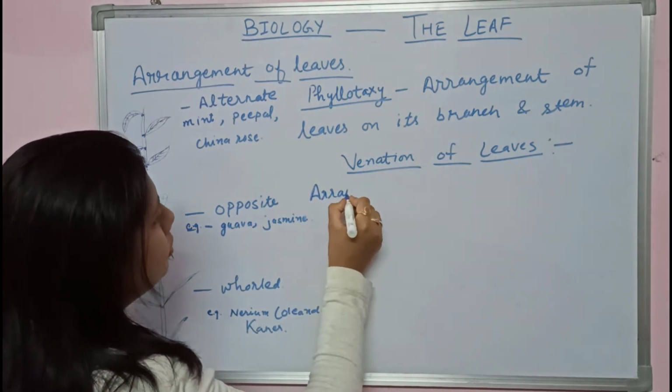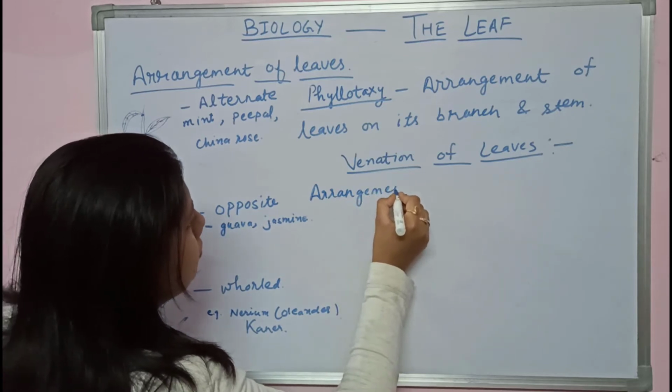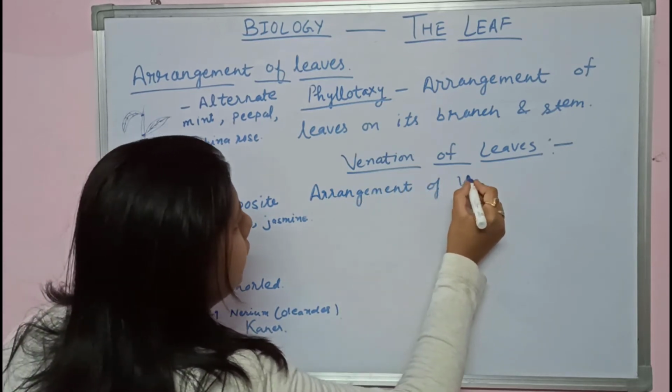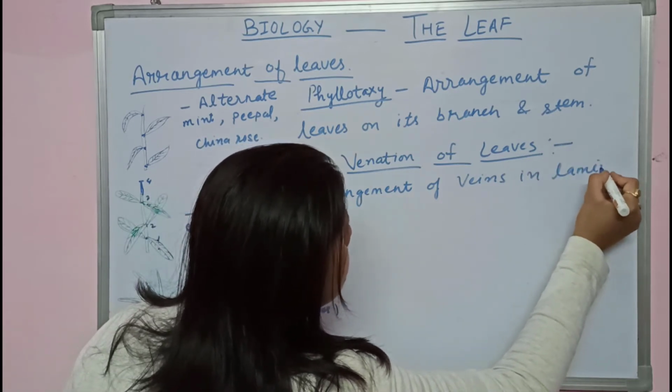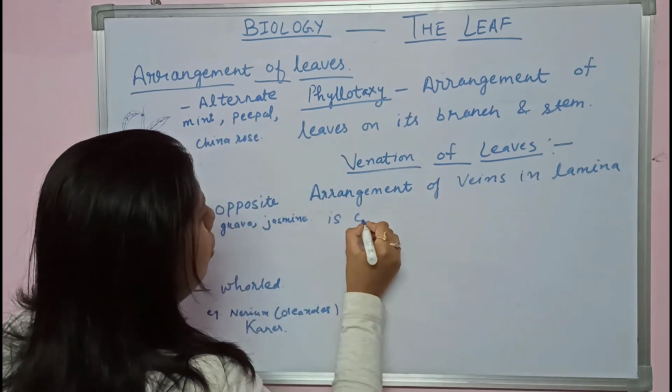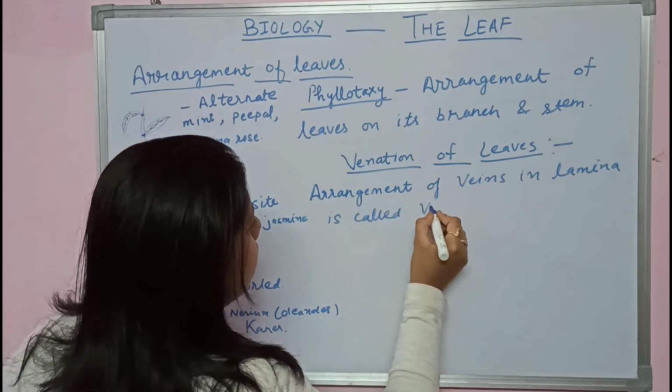What is this? Arrangement of veins in lamina is called venation.